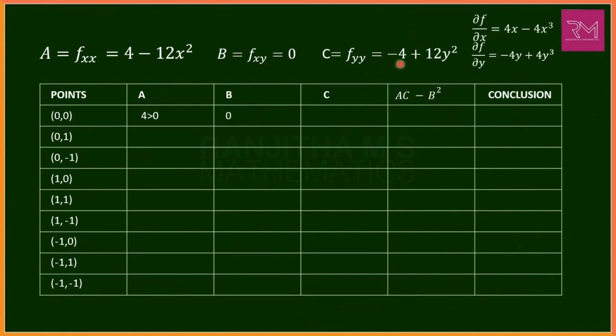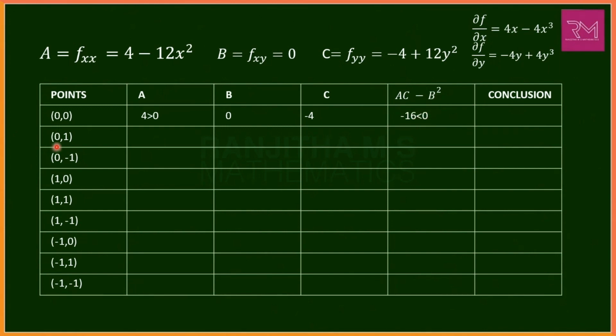C is minus 4 plus 12y square. We have to put y value as 0, which means we get the value of c as minus 4. After obtaining a, b, c values, we have to find AC minus B square. This is a very important term. Using this AC minus B square only, we have to find the extreme values. So AC minus B square: A is 4 and C is minus 4. Hence we get 4 into minus 4, that is minus 16. B value is 0, hence we get minus 16, which is less than 0.